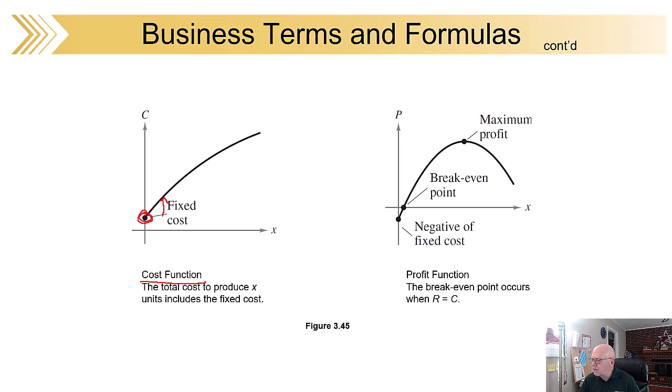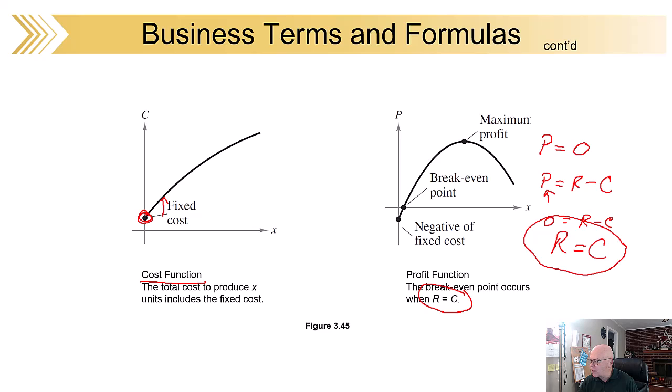And profit function, the break even is where revenue equals cost. Two ways of looking at that, remember? You can say break even is when profit equals 0, but profit equals revenue minus cost. So if this is 0, then 0 equals R minus C, or R equals C. Two ways of looking at the break-even point. This or this. Each translates to the other though.